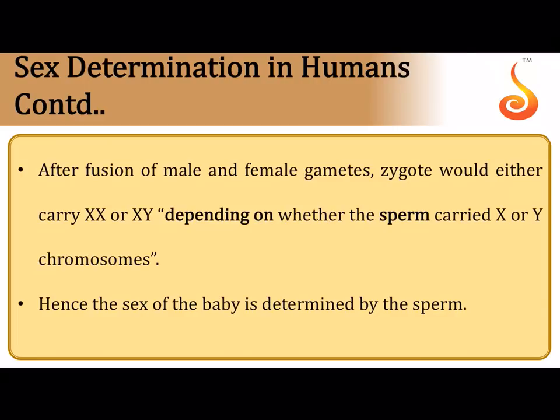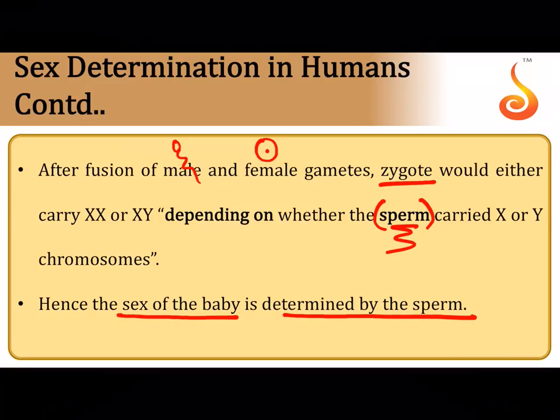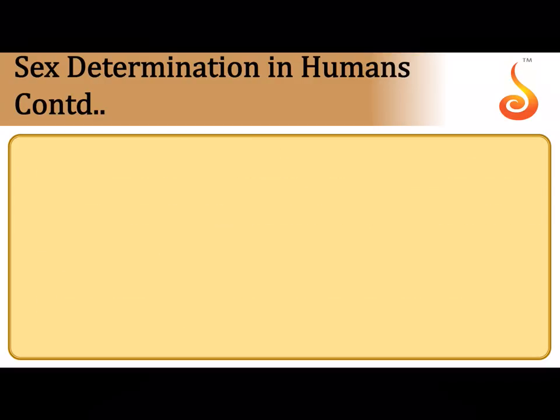What determines the sex of the child or the sex of the zygote? So you know that the sperm and the egg, both of them fuse together and you get a diploid cell which is called a zygote. Depending on what type of sperm fuses with the egg, because it's the sperm that has either X or Y, isn't it? So it is the sperm which is the sex determining factor. So it's mentioned clearly here, the sex of the baby is determined by the sperm. To make it more clear to you, let me show it over here.